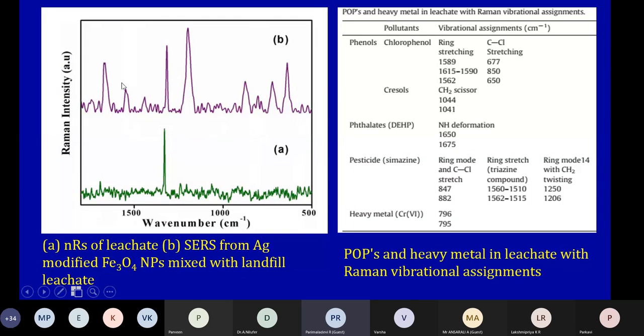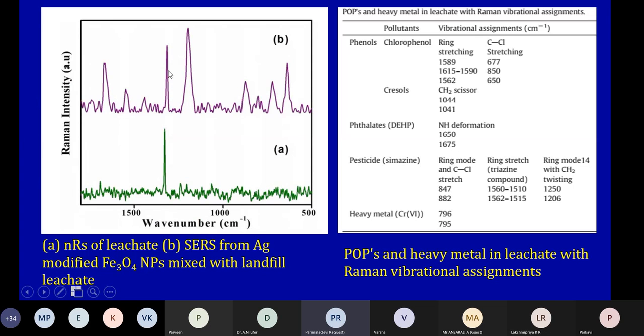See here, it consists of a number of peaks, and from this SERS we can find there is a phenol compound in that leachate. That is, chlorophenol is present, cresol is present, phthalate is present, pesticide is also present in that leachate, and some heavy metals are also present. Chromium is present in that leachate. All these pollutants, phenol, phthalate, pesticide, heavy metals, chromium, are very hazardous to human beings. We can identify all these pollutants using this SERS spectrum.